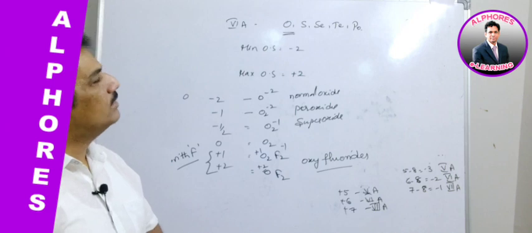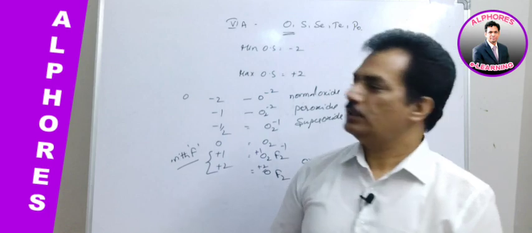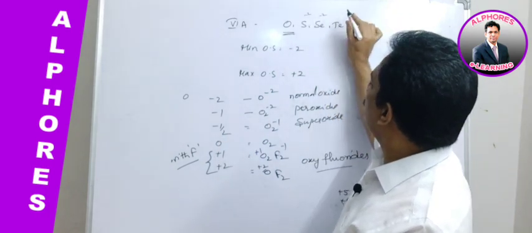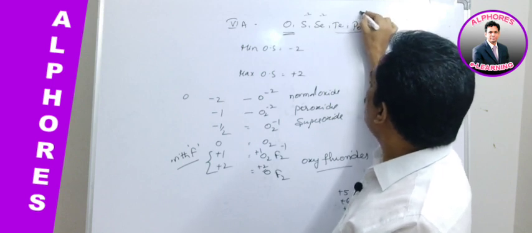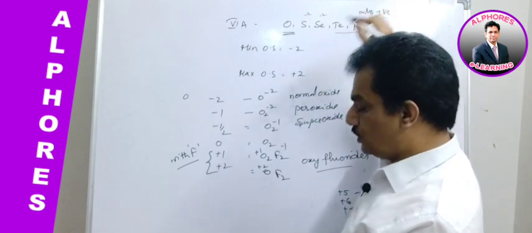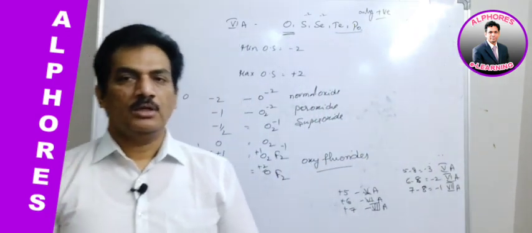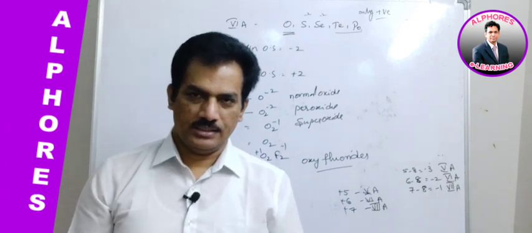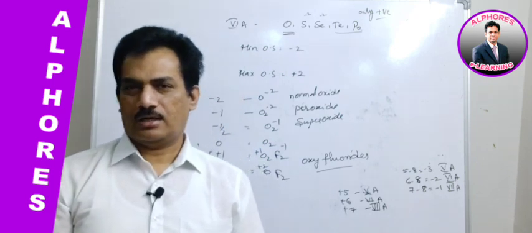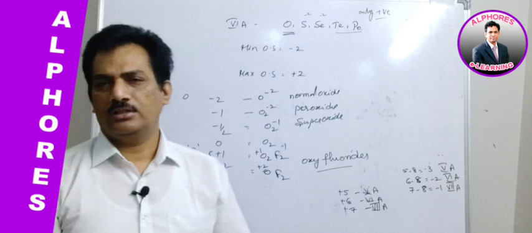And now the remaining elements mostly have negative oxidation states. Here we can find negative oxidation states, but in these two cases only positive oxidation state is assumed, because as we go from oxygen to polonium, the metallic nature increases. As the metallic nature increases, the capacity for negative oxidation state decreases. Clear? You need not worry about all this information.